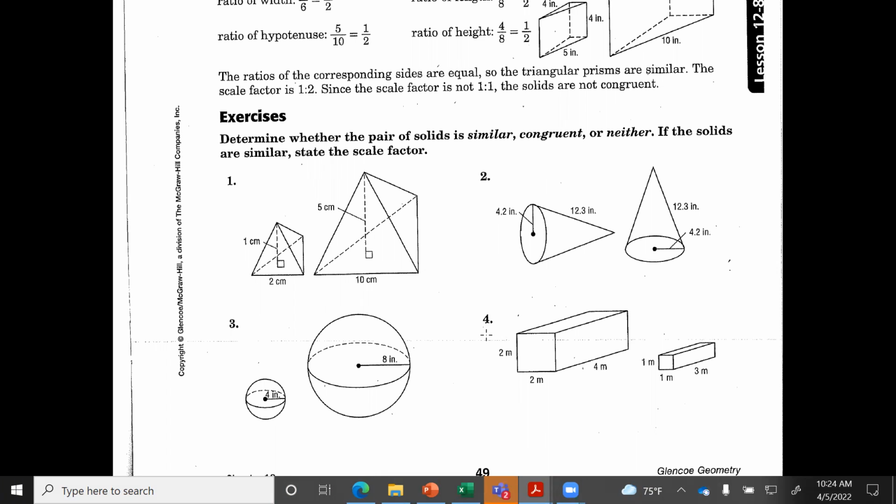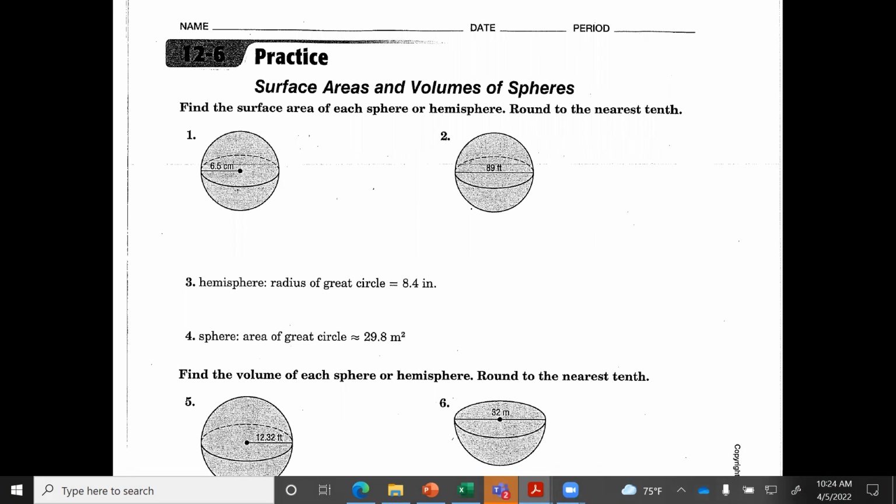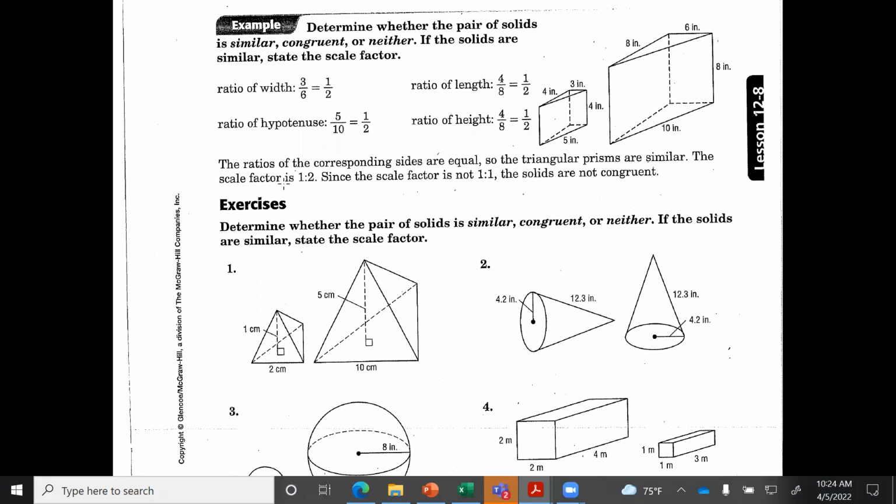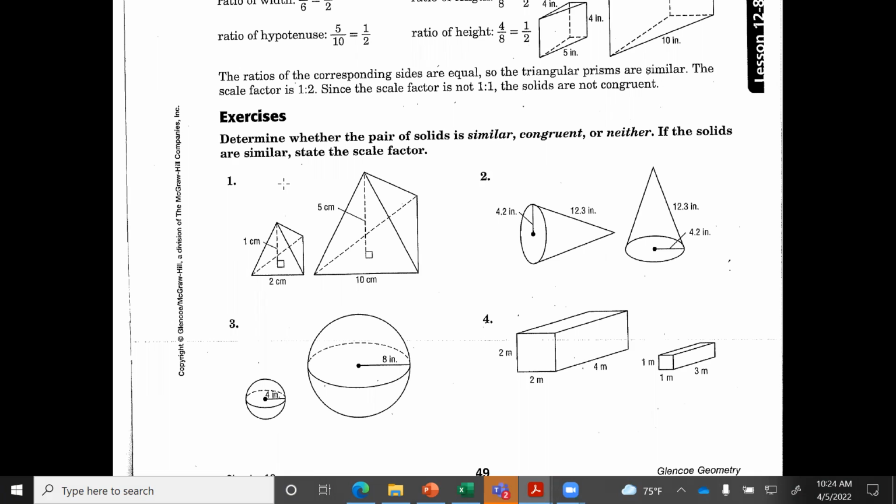So on here, the first thing they ask us to do is to identify whether these figures are similar, congruent, or neither. Well, in order for them to be similar, they have to be the same shape, but different sizes. And those side lengths have to be proportional. So looking at the side lengths here, first they have 1 centimeter and 5 centimeters. If I was to match up these two heights, you have a ratio of 5 to 1.